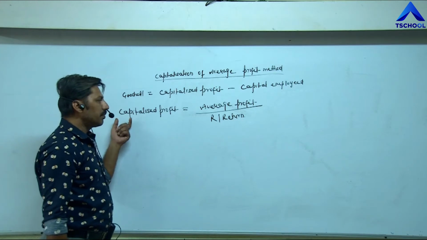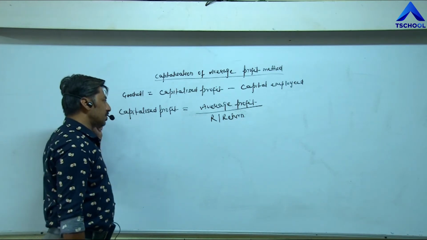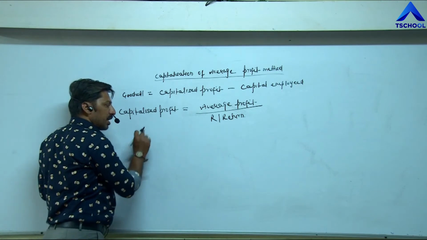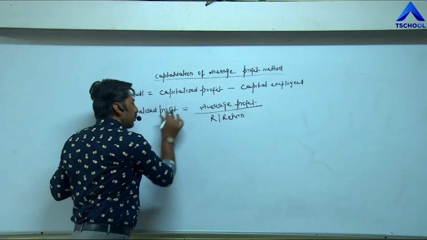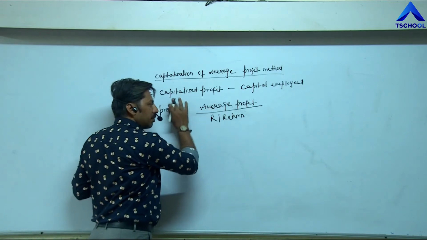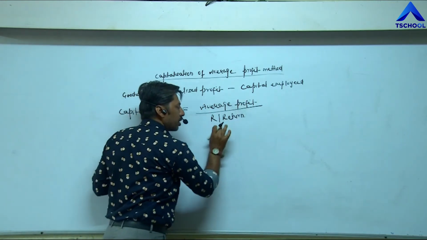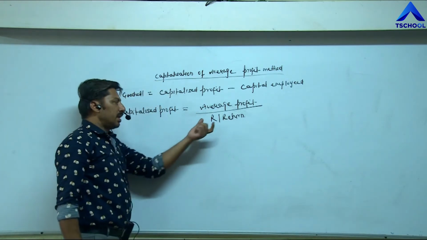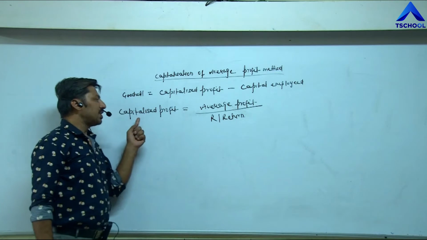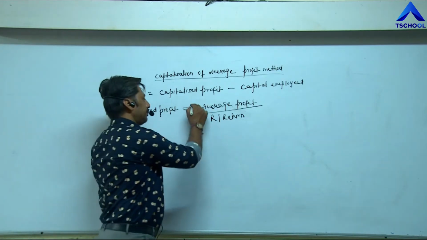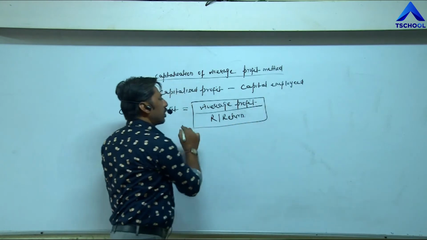Goodwill is equal to, in the previous formula, super profit upon rate of return, but here this is the formula of capitalized profit, average profit, otherwise similar. In the previous formula, super profit upon rate of return; here we are writing average profit upon rate of return. This is the formula for getting capitalized profit: average profit upon rate of return.